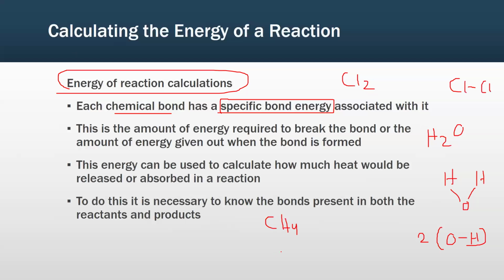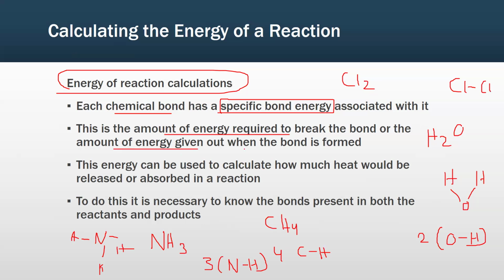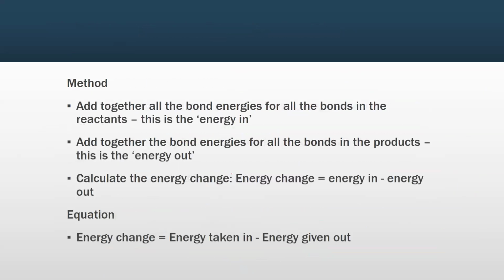ठीक है, अब CH4 के अंदर 4 C और H के bonds हैं. कोई molecule है NH3 है. NH3 means what? इस तरह करके एक नाइट्रोजन और 3 हाइड्रोजन है. NH3 has 3 NH bonds. So every bond has its own energy that is required to break that specific bond or the amount of energy given out when the bond is formed. This can be used to calculate how much heat would be released or absorbed in a reaction. And to know this, we need to know the bonds that are present in both the reactants and the product.